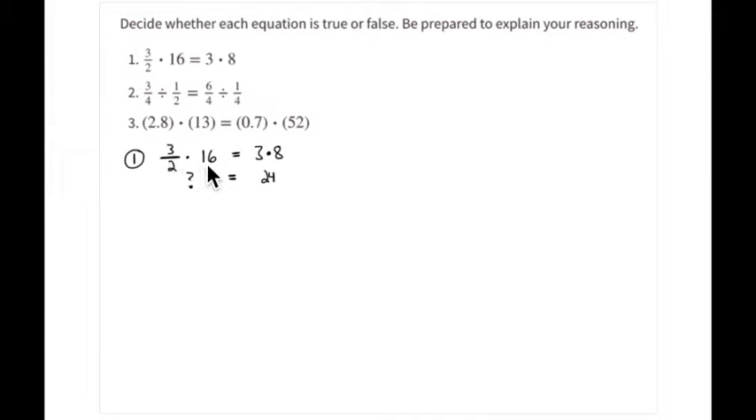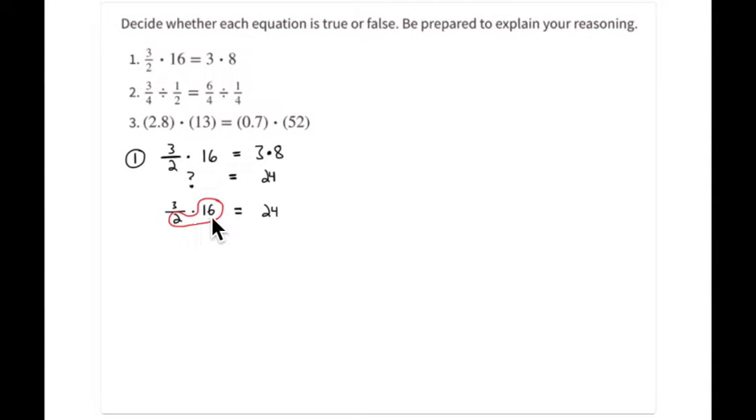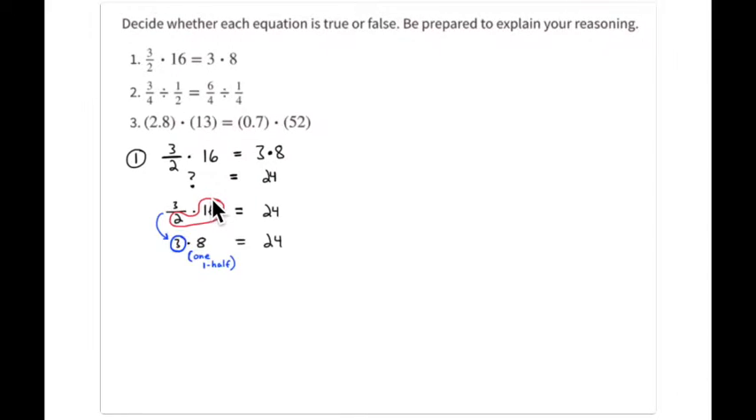So you divide 16 by 2. So 3 halves of 16 means to divide the 16 by this 2 right here. 16 divided by 2 is 8. So 8 is 1 half of 16. 16 is 2 halves of 16. And 3 times 8 is 24, which is 3 halves of 16. So 3 times 8 equals 24. So this equation is in fact true.